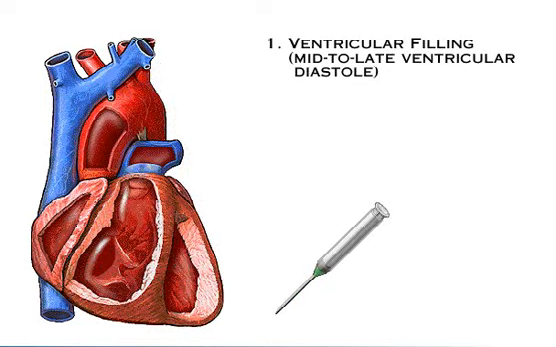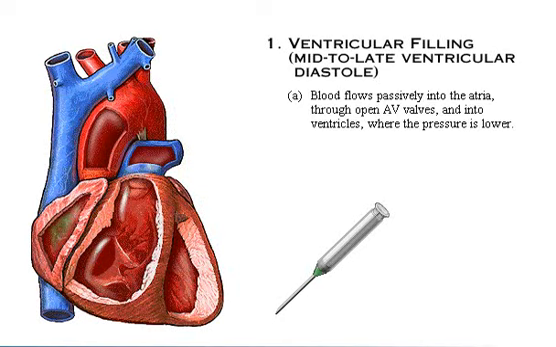The first phase of the cardiac cycle is ventricular filling, which occurs during mid to late diastole when the heart chambers are relaxed. Blood flows passively into the atria through the open AV valves and continues into the ventricles where the pressure is lower.